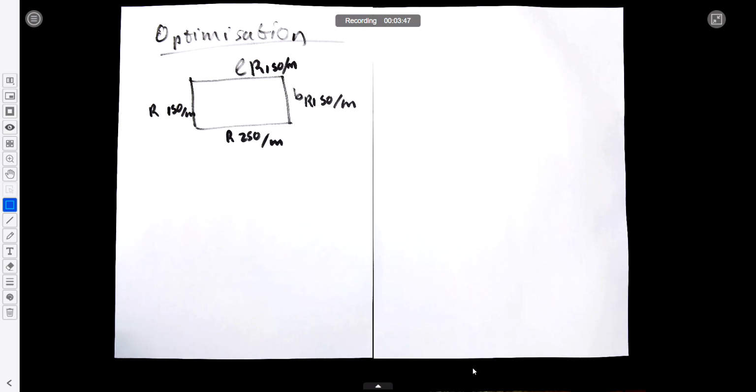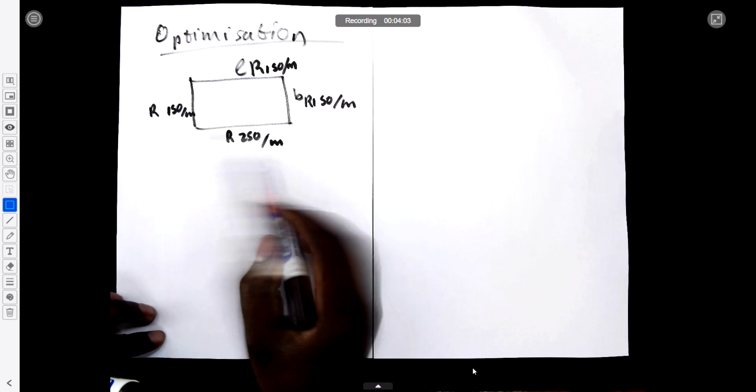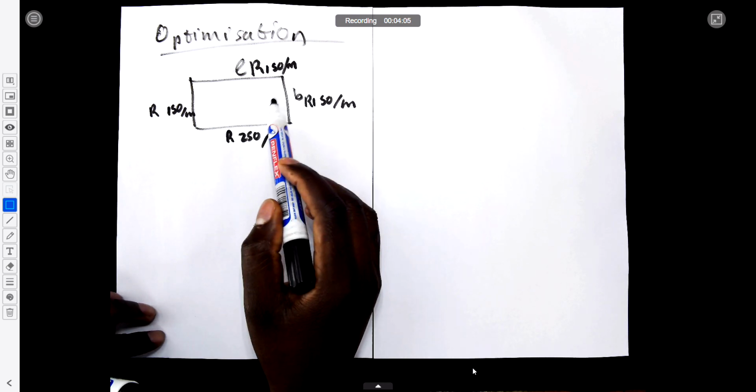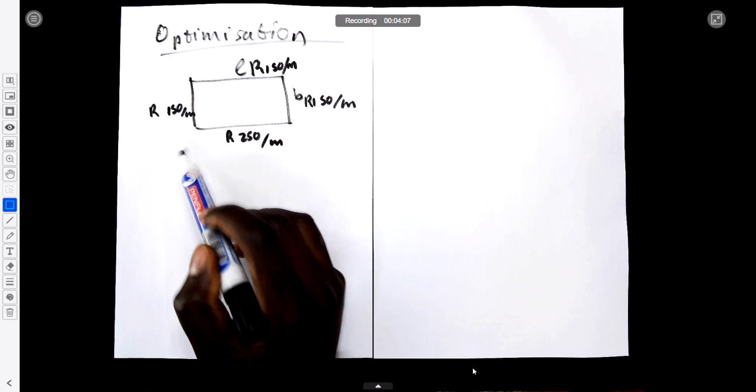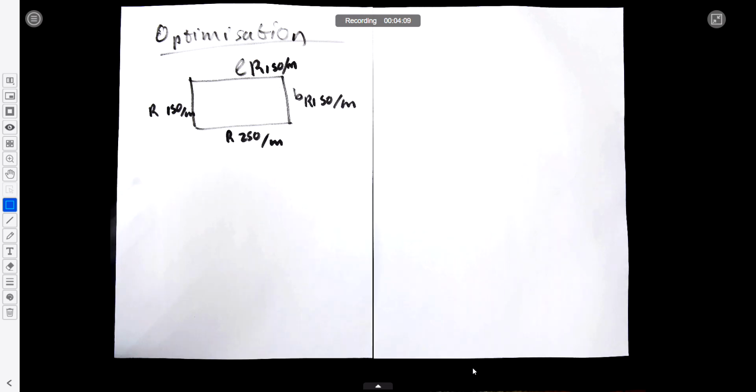And then what is the maximum area that can be fenced if 5,000 rands is available? So what we're going to do, first of all, we need to try and utilize the perimeter, because we understand this side will cost 250, this side costs 150, the other side 150, this side 150. So if, let's say, 5,000 rand is available, we need to maximize the area. So we know that the whole perimeter we need to cover with 5,000 rand.